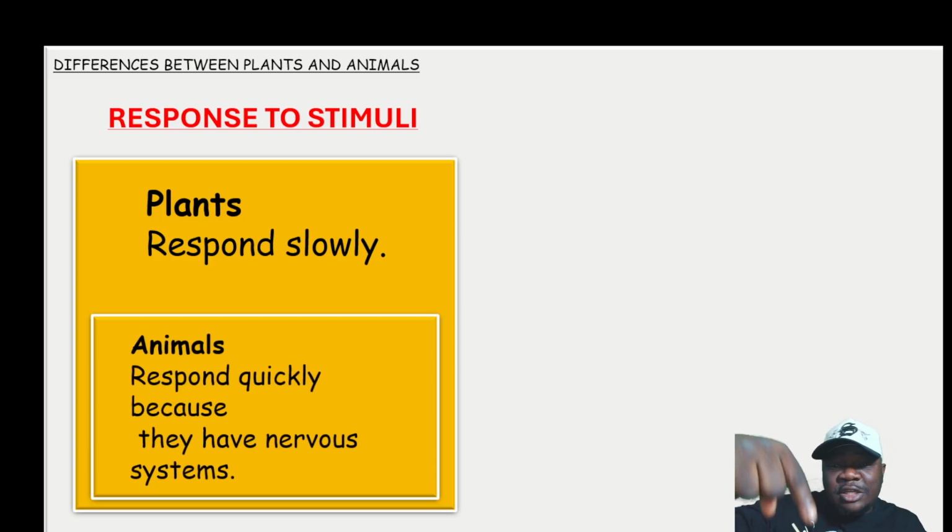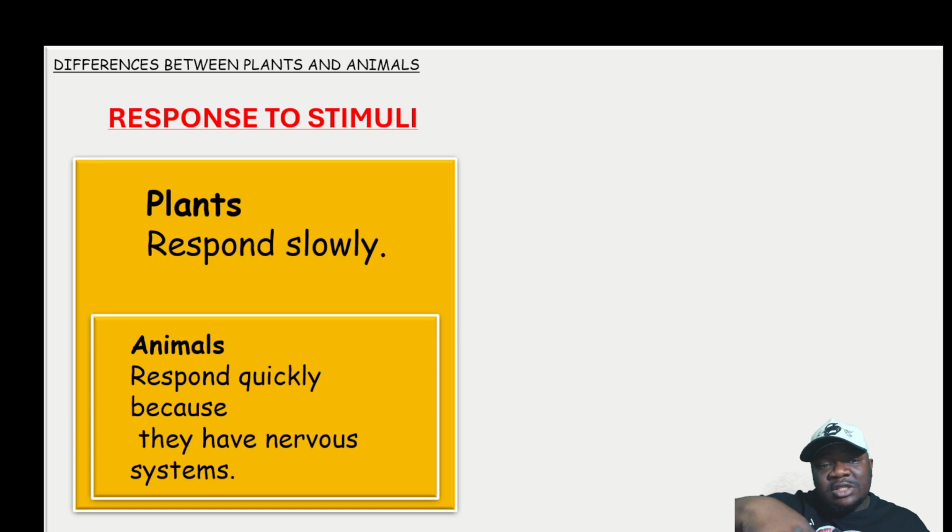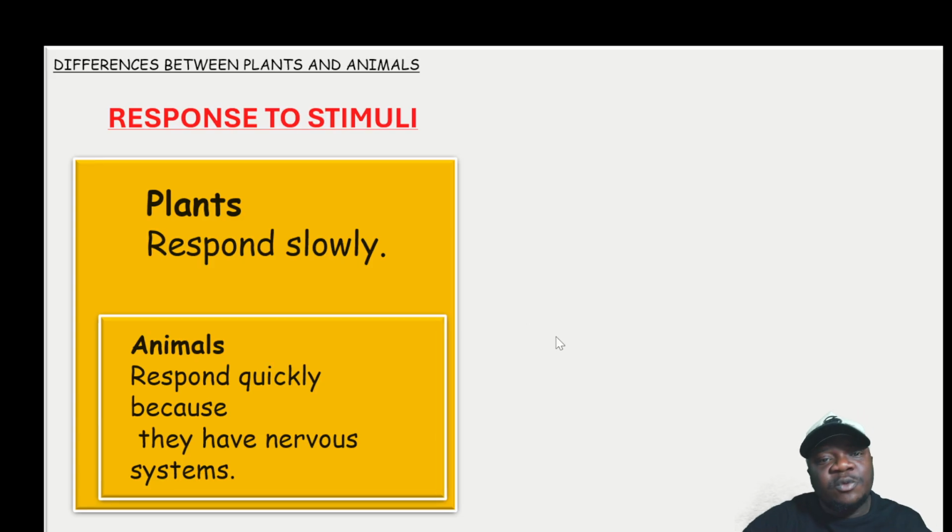So if I put my hand into hot water, I tend to remove my hand very fast. Why? Because my nervous system and all other mechanisms have shown that hey, you're touching hot water, and my response is very quick. Take it out. If I prick my skin with a sharp object, what happens? I tend to remove my hand from the sharp object. So the response in animals is very fast, but that of plants is very slow.